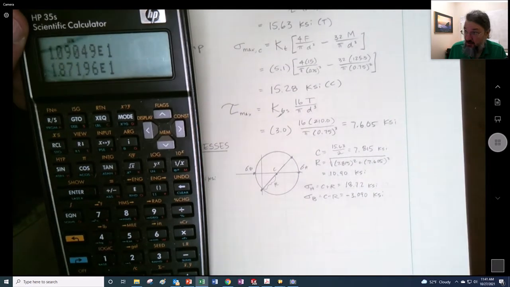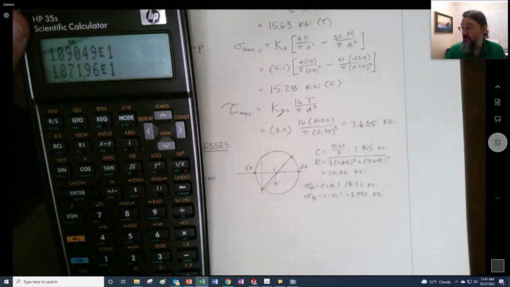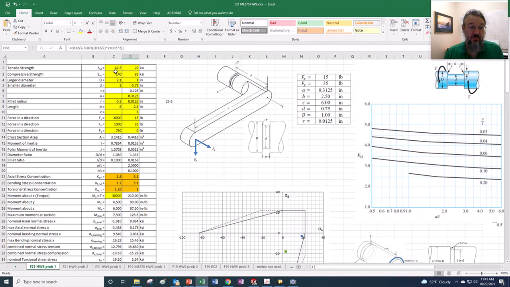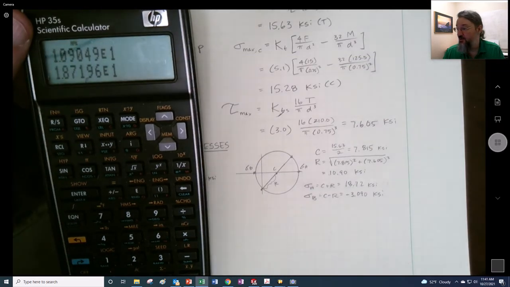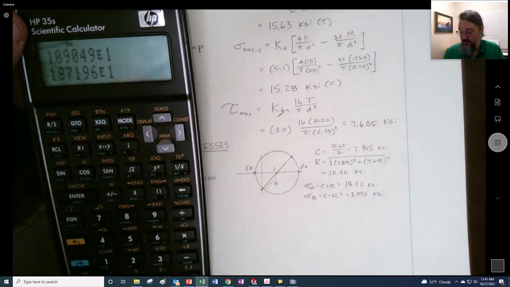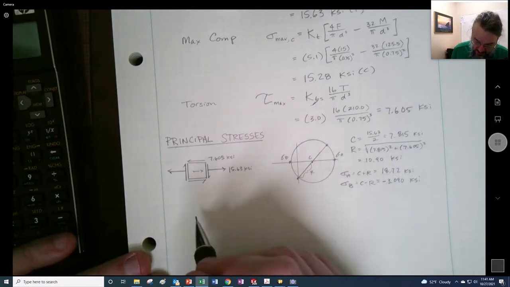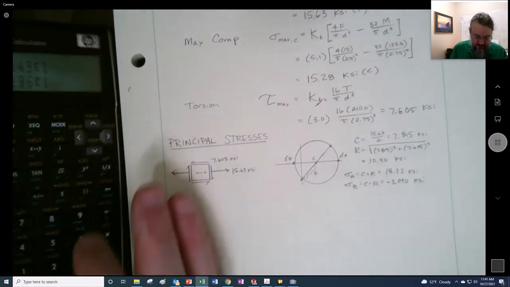I could show you why I got this wrong as I make them in Excel. I had two different problems, one over here on the left and one over here on the right, and I looked at the one on the left when I should have been, maybe I should just hide it. So let's take a look at the principal stresses in the other stress element.